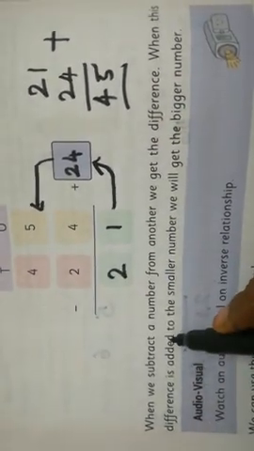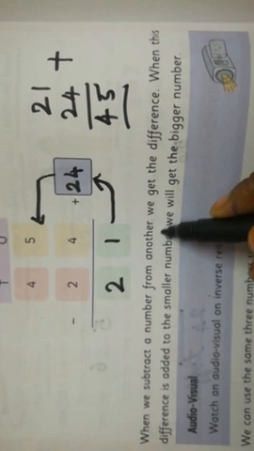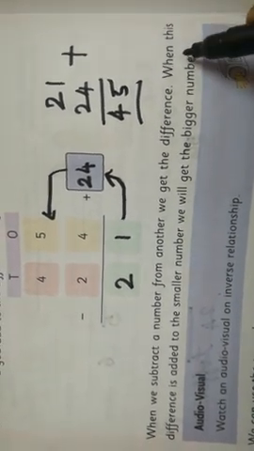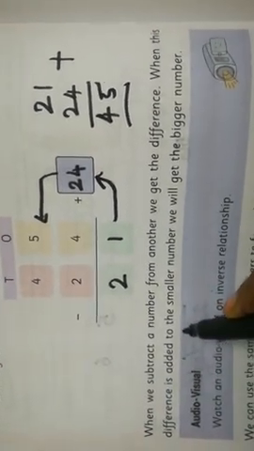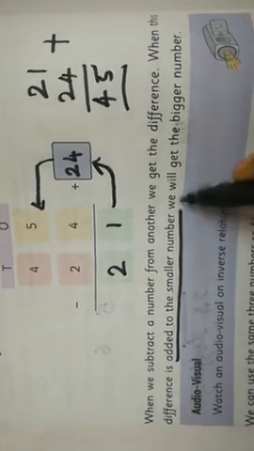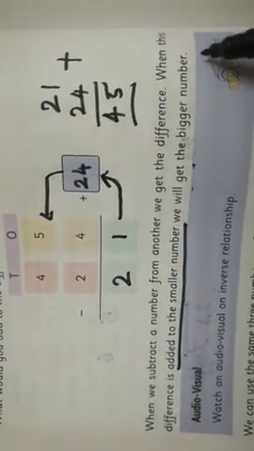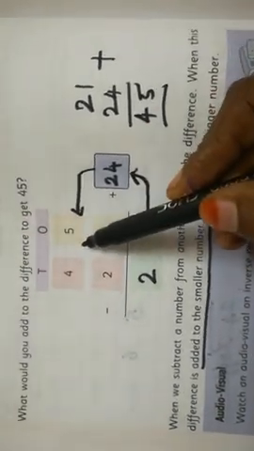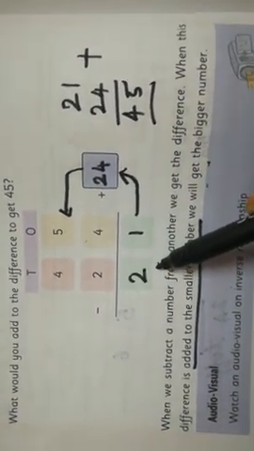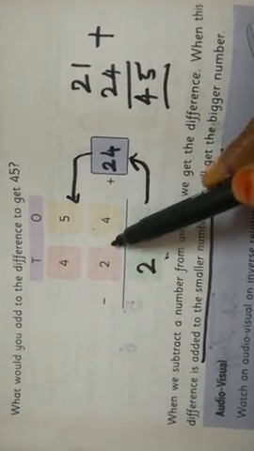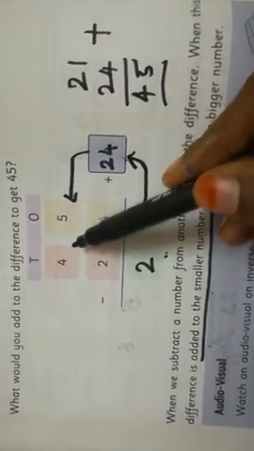When we subtract a number from another number, we get a difference. When this difference is added to the smaller number, we will get the bigger number. See here, when we subtract two numbers, we are getting the difference. When this difference is added to this smaller number, we are getting the bigger number. This is the addition and subtraction relationship, children.